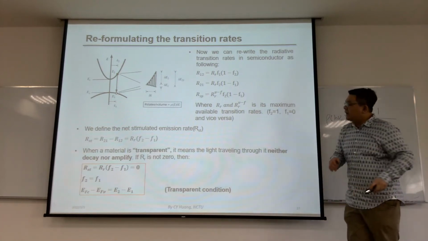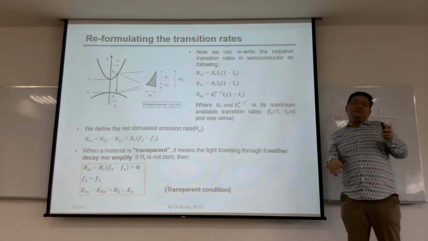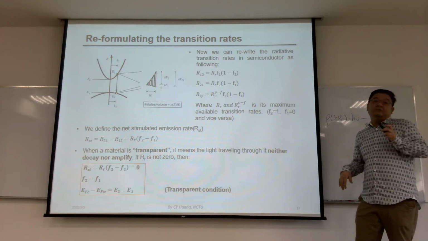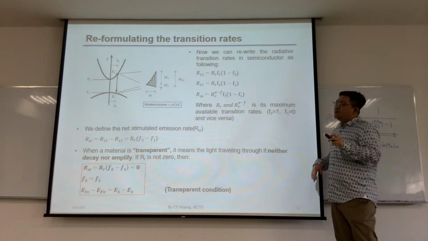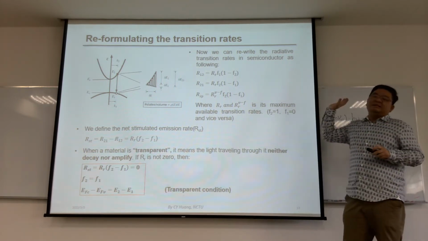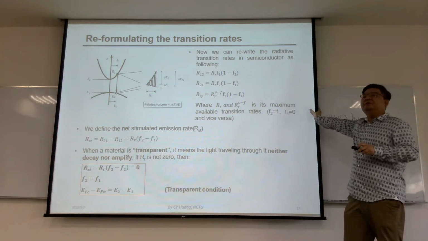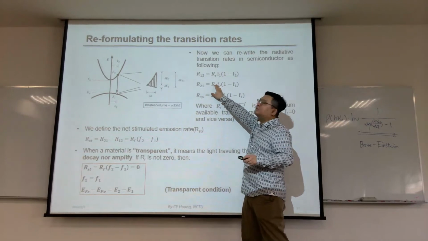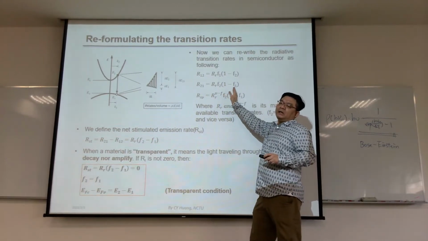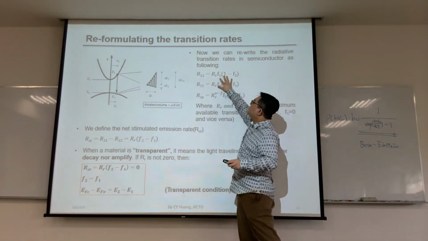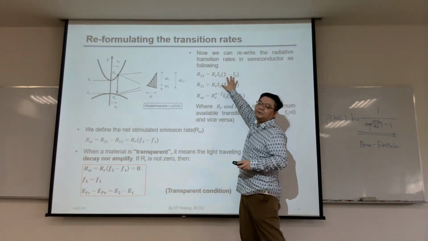So now we know that B12 is equal to B21. Then we reformulate the three equations again, since we have one more piece of information given. At the beginning we have B12, B21, A21. Now we try to make it simpler. Since B12 is B21, we only leave the F1 times 1 minus F2.